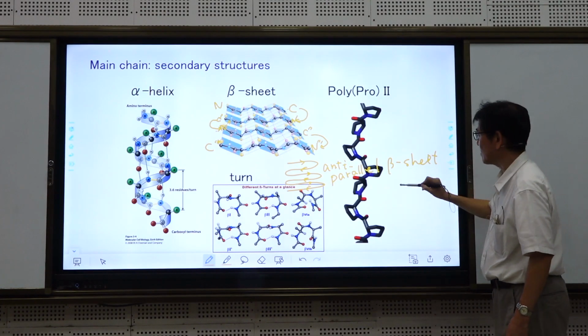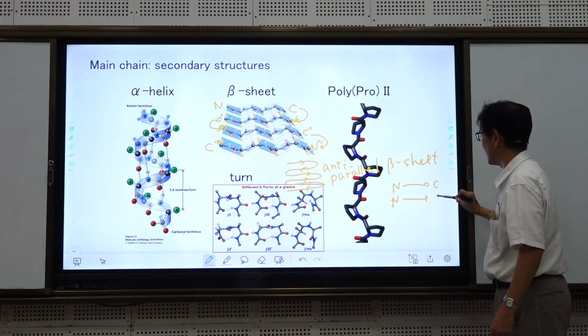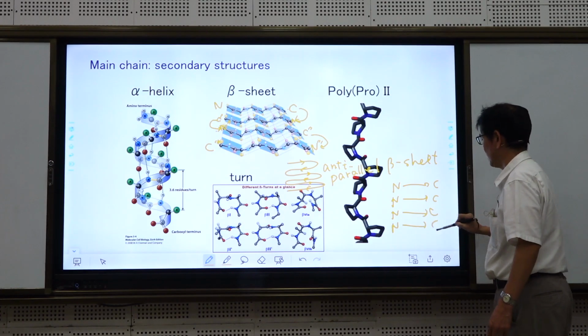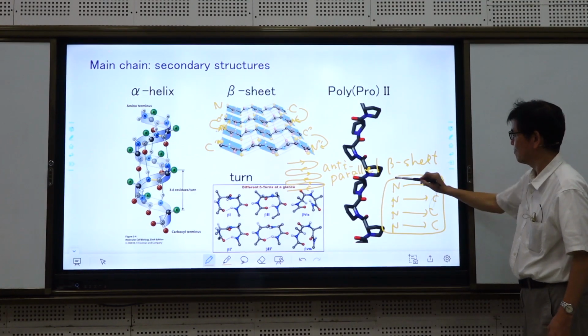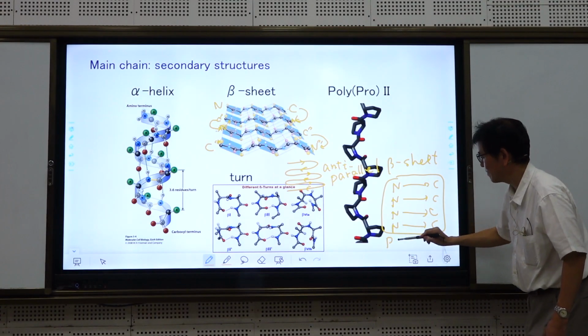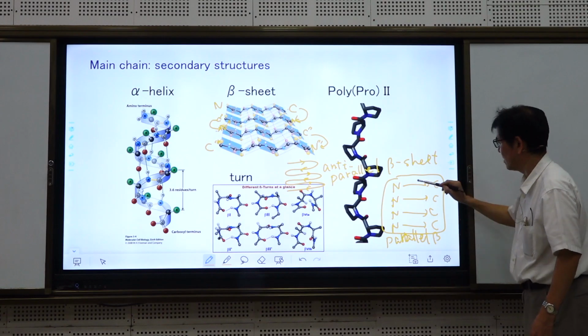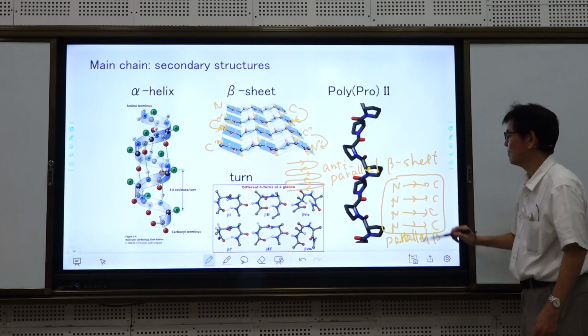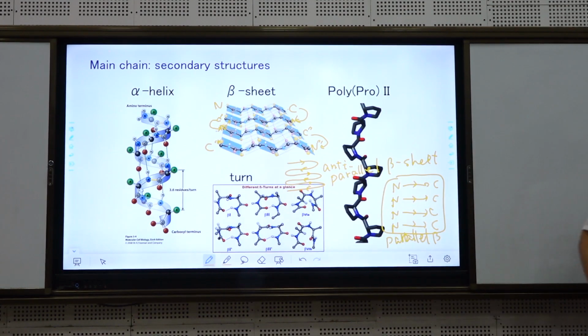And it's rare, but sometimes N to C, N to C, N to C. This kind of beta sheet structure is also possible. This is so-called parallel beta, because it's parallel. Okay? There are two kinds of beta sheet structures.